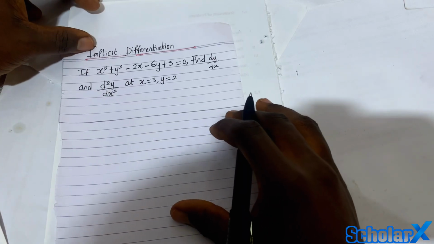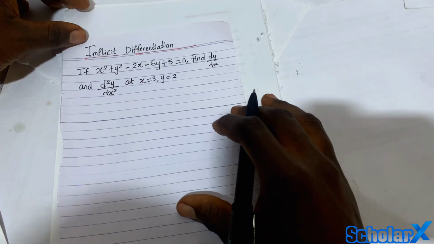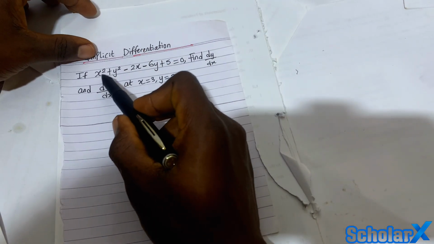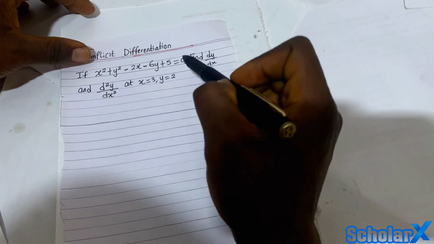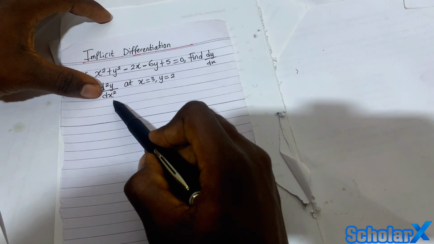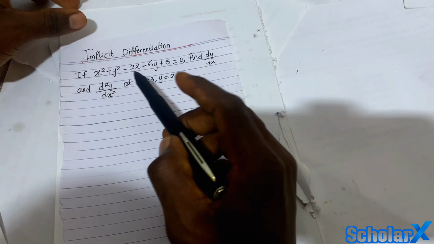Now we're looking at implicit differentiation. We have x squared plus y squared minus 2x minus 6y plus 5 is equal to 0, and we have to find dy/dx and d squared y/dx squared at x equal to 3 and y equal to 2.